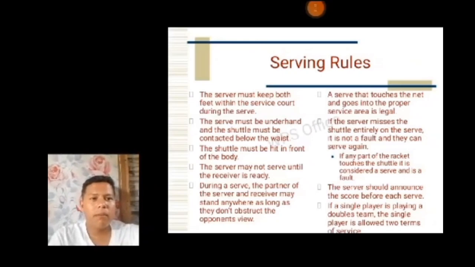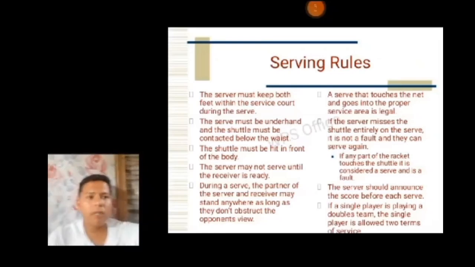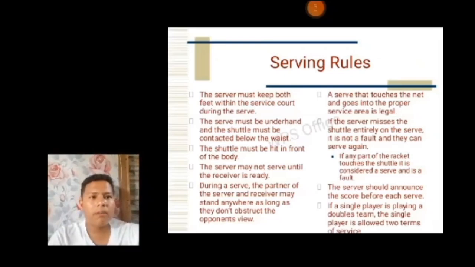If the server misses the shuttle entirely on the serve, it is not a fault. They can serve again. So, pag serve nimo, unya dili na maigo ang shuttle, pwede ra ka makaserve og usab, dili na siya fault. And if any part of the racket touches the shuttle, it is considered a serve and is a fault. So, kung ang imong racket ma-touch lang niya, bisag gamay lang ang shuttle, fault na siya kung masipyat pag serve.